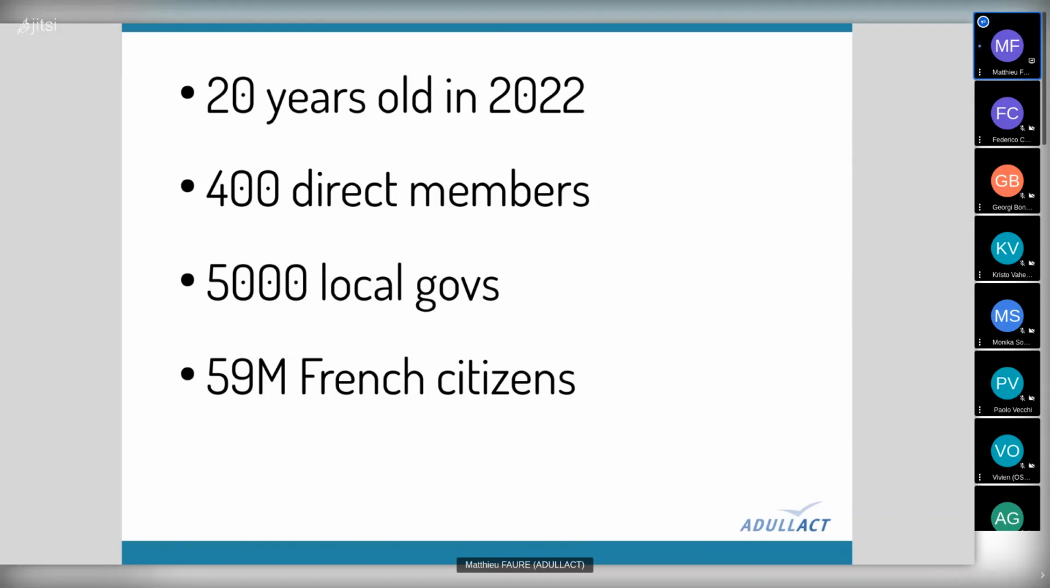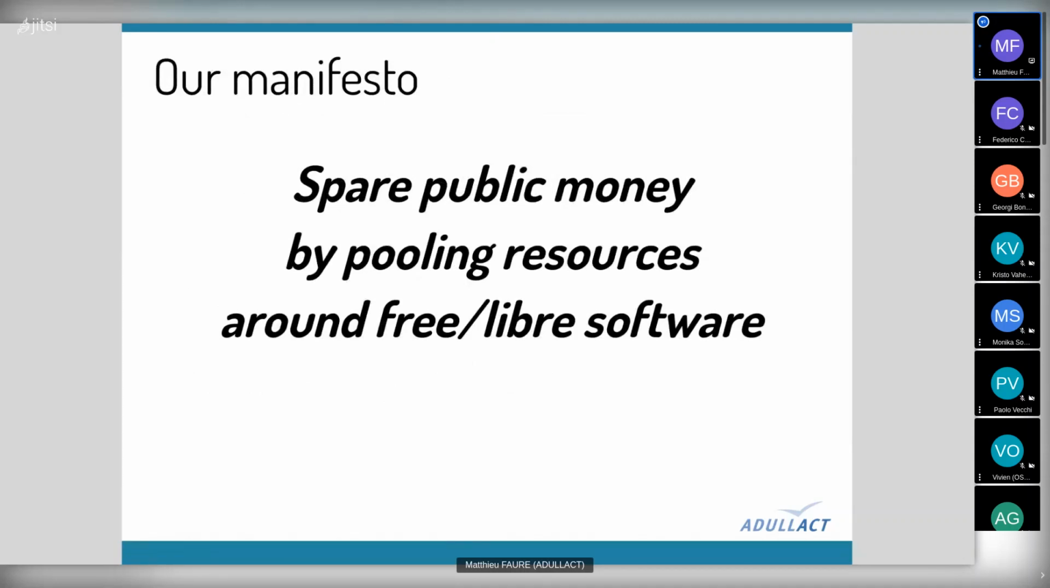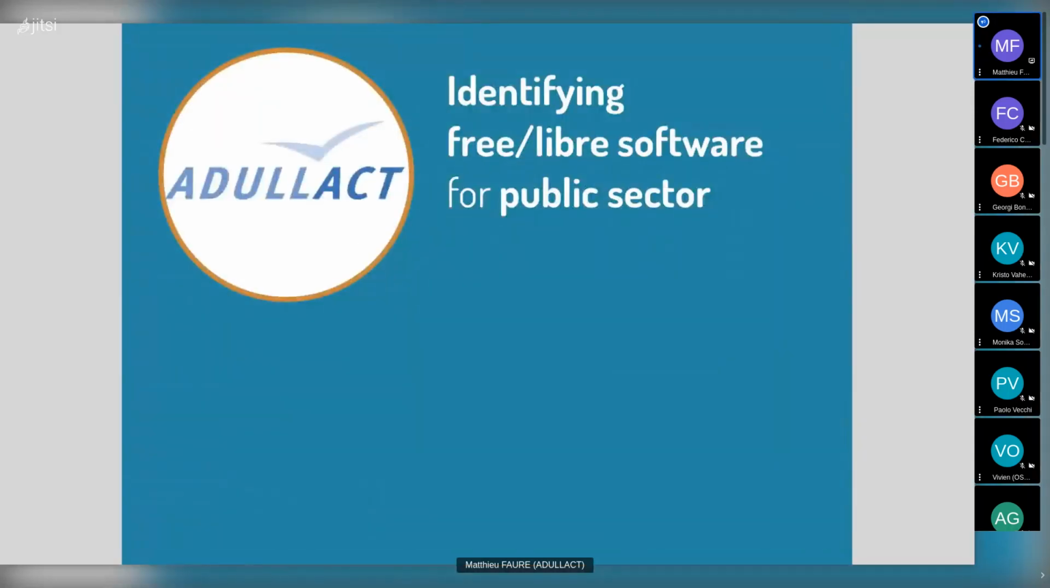This is for the data. And now I share with you our manifesto, which is based on 3 building blocks. The first one is to spare public money, which is something important for all of you, I think. The second building block is the idea of pooling resources. And the third one, of course, is to use free and libre software. So here it is for the presentation of who we are and what we are doing. Now, we will discuss 2 different aspects in my presentation. The first one is identifying free libre software in the public sector, and the second one is how to build sustainable communities when it comes to free libre software in the public sector.